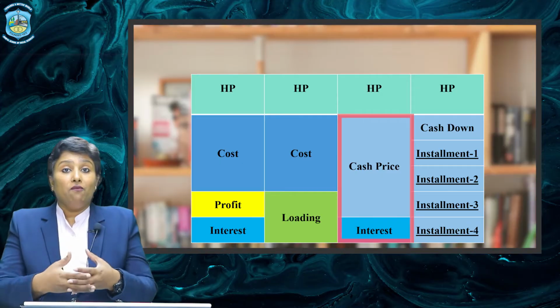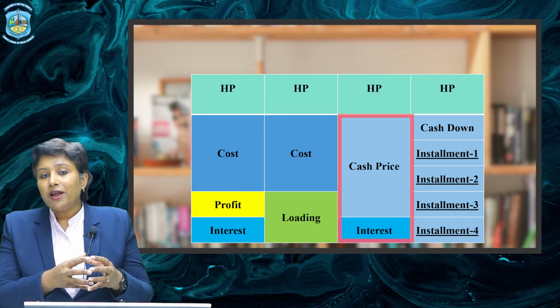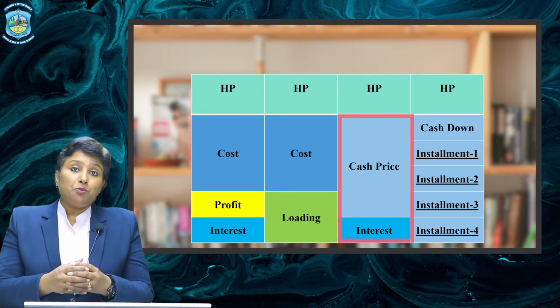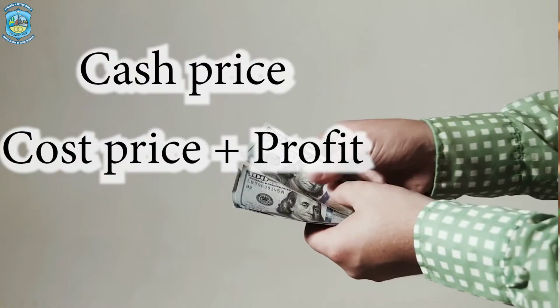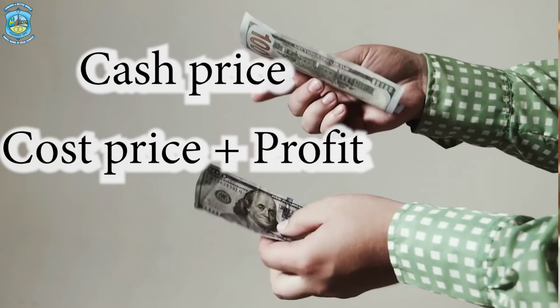One more way of understanding hire purchase price would be the cash price and the interest. What is cash price? The cash price for the vendor is the cost price plus profit. That is, the selling price at which he wants to transfer the goods to the purchaser is the cash price for the vendor, and the amount of interest charged for the delayed payment, or for the credit period availed by the purchaser, together make the aggregate amount of hire purchase price.